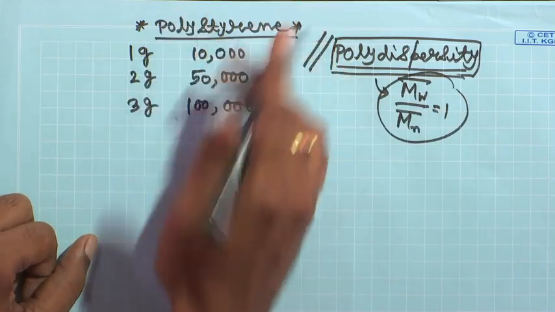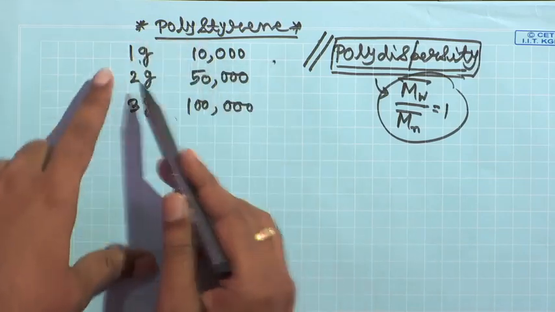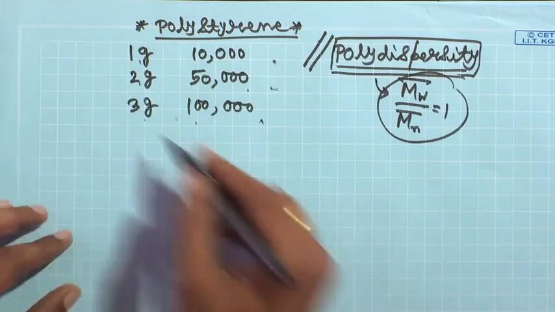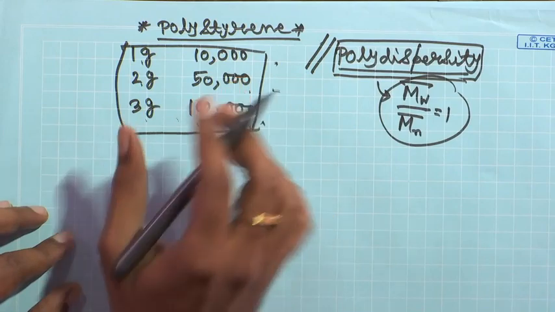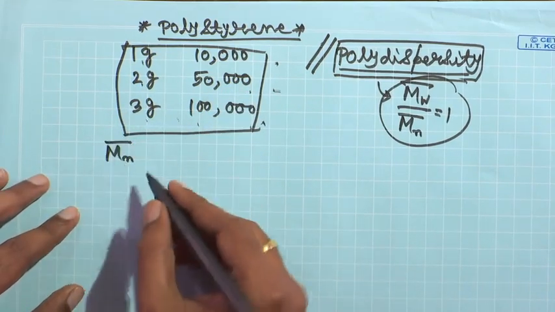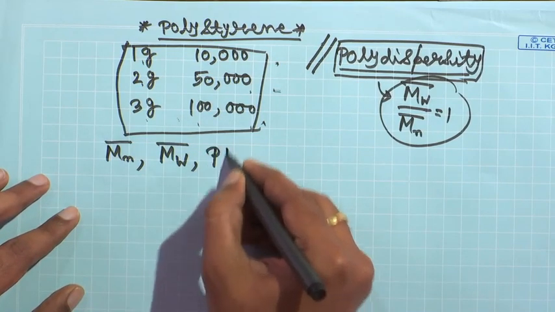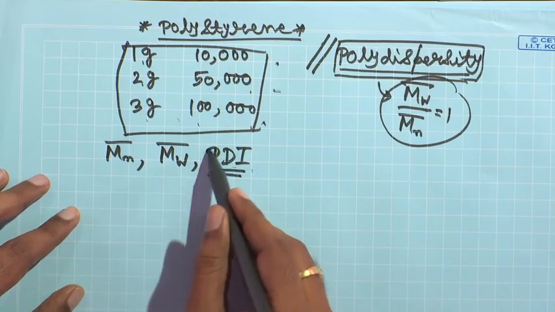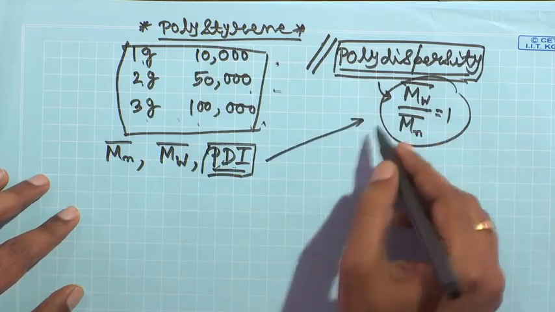So, take a polystyrene sample. You have 3 fairly monodispersed samples: 1 gram of 10,000 molecular weight, 2 grams of 50,000 molecular weight, and 3 grams of 100,000 molecular weight, and then we mix them up. Then the question is, in this particular sample with all these 3 together, what is the value of Mn, that is number average molecular weight, what is the value of Mw, weight average molecular weight, and what is the value of PDI, that is polydispersity index. We will talk about it a little bit later. Now, I am going to give you the formula. This is the formula, Mw by Mn.